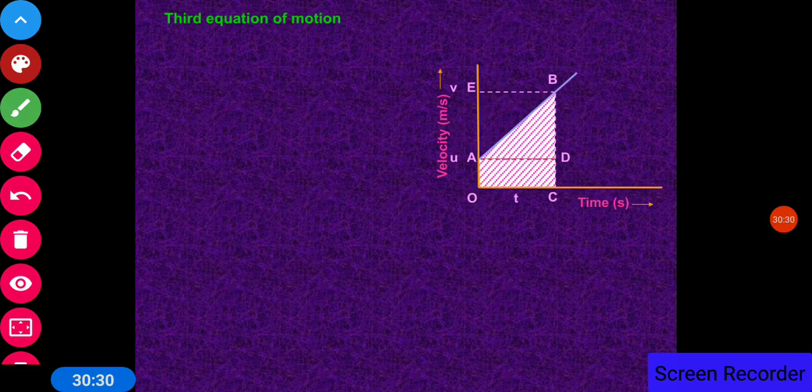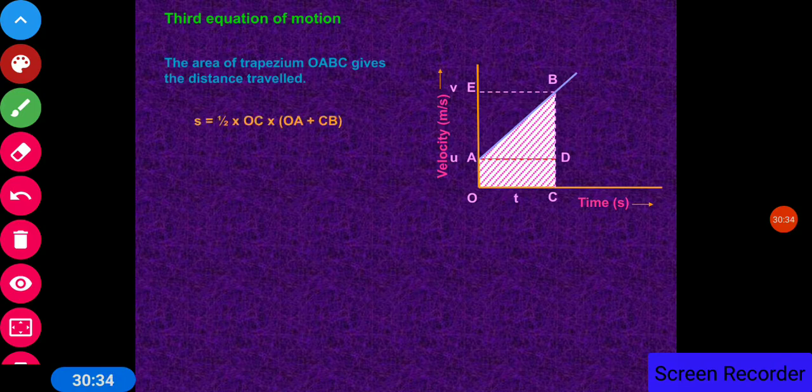Now third equation of motion, let us come again to the same graph. The area of the trapezium gives the distance travelled. Let us write it again. s is equal to half OC into OA plus CB. So half t into u plus v. Here v plus u reduces to 2s upon t, and let this equation be first.